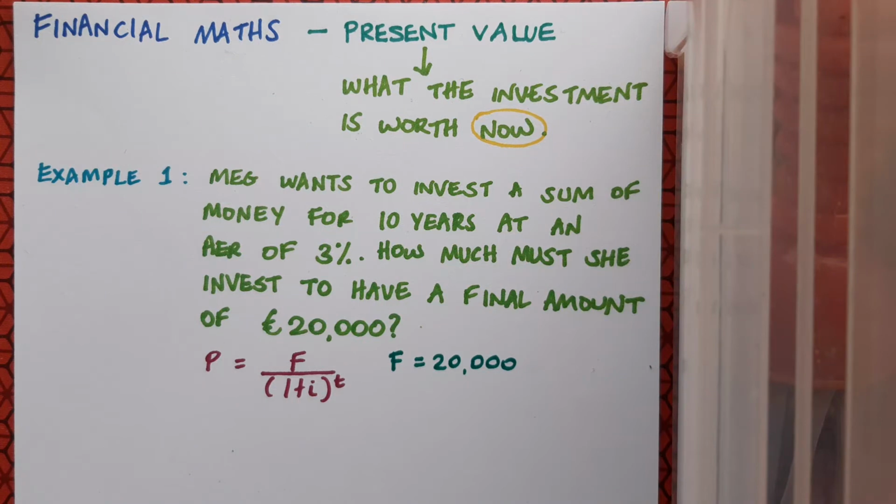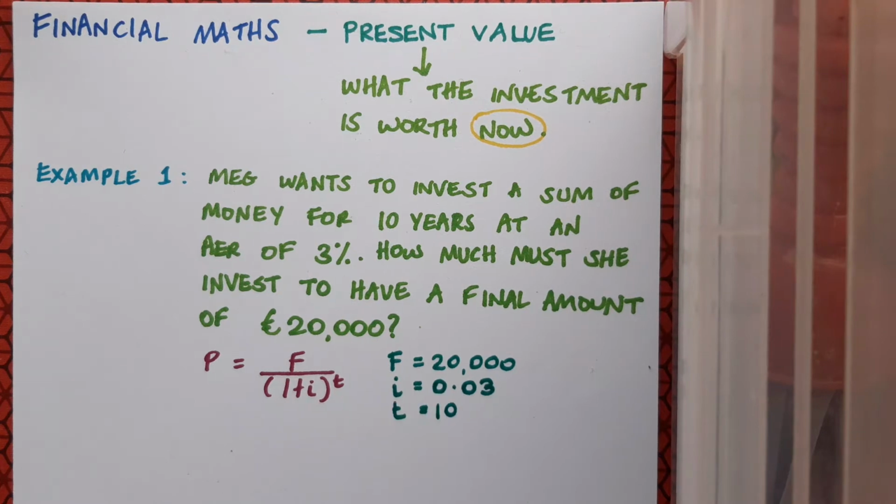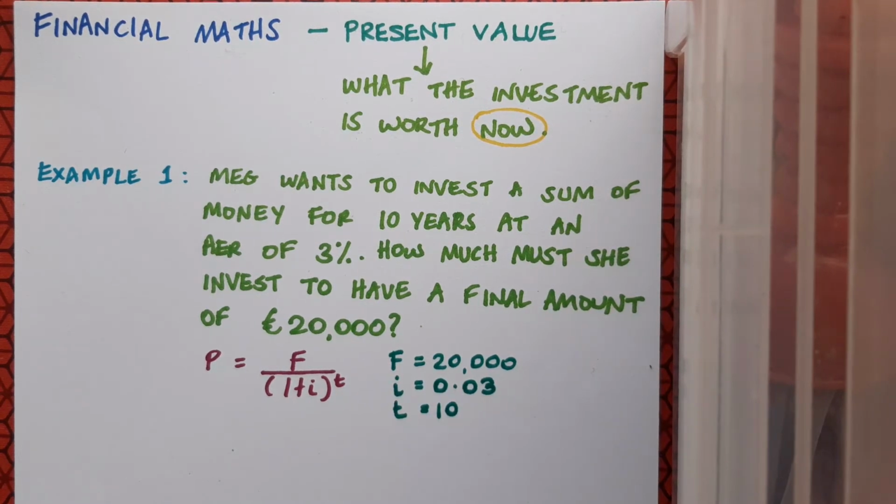And let's make a note of the pieces of information that we know to fill into the formula. The final value is 20,000. The interest rate is 3%, and don't forget we need to write that as a decimal, so that's 0.03, and the time is 10 years. And now we can substitute those values into the formula. So we'll have 20,000 over 1 plus 0.03 to the power of 10.